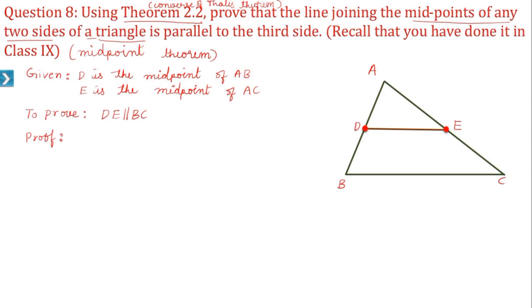Now let us prove it. Start from what is given. It is given that D is the midpoint of AB. So D divides AB into two equal parts, that is AD and DB. D is the midpoint of AB, so AD is equal to DB.